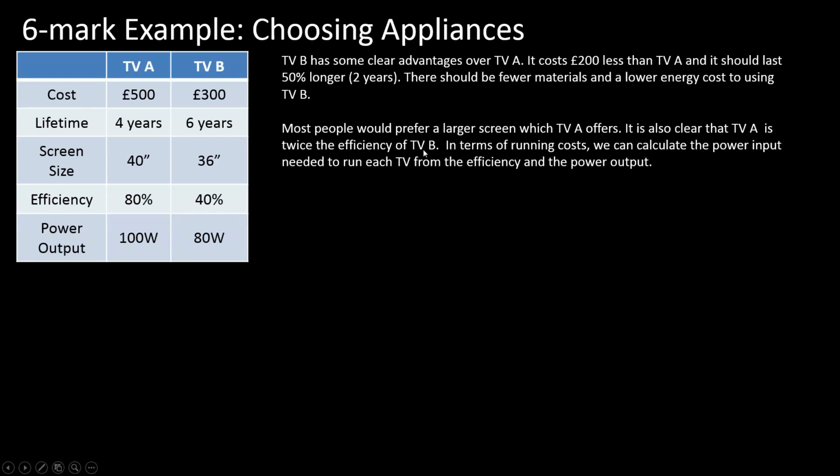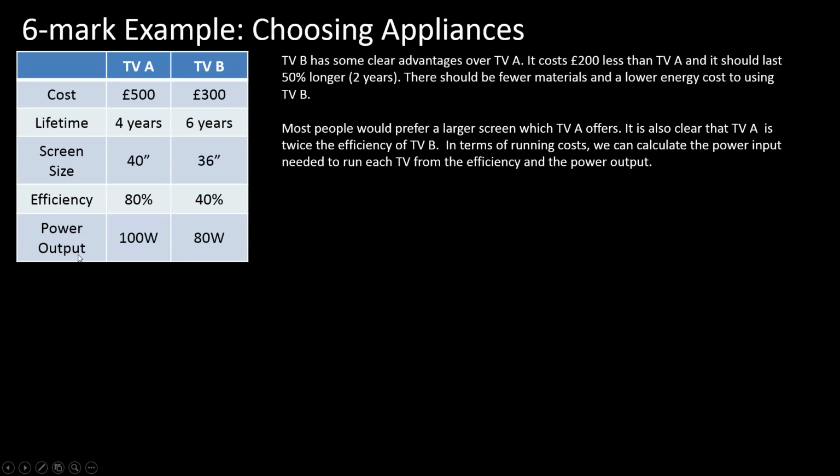TV A has twice the efficiency of TV B, which is a scientific thing. So you can see here, once again, the word twice represents a calculation. I've noticed that 80% is twice 40%. You get credit for doing that. Now, to get the very highest marks in this question, we'd need to use these last two rows together to do a calculation and compare between the two TVs.